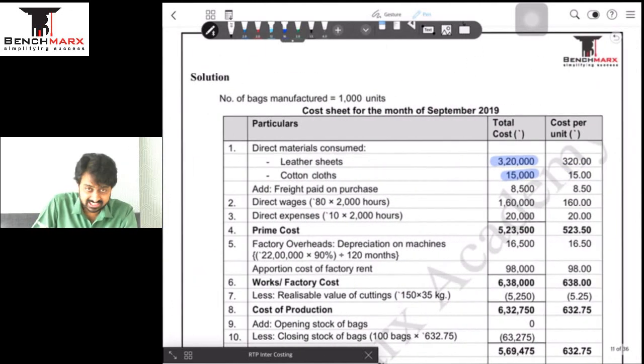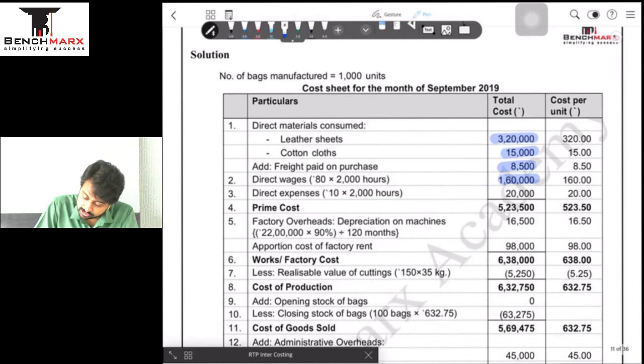ठीक है, then as I said, any freight is to be added in the cost of purchase because this is purchase related cost. ठीक है, then you add the wages as usual and direct expenses of this तुमको आवर्स ऊपर से ही मिलेगा. रेट ऑफ 80 एंड 10 वर गिवन. सो डीएम डीएल एंड डायरेक्ट एक्सपेंस सबका मिला के आई विल गेट माय प्राइम कॉस्ट.